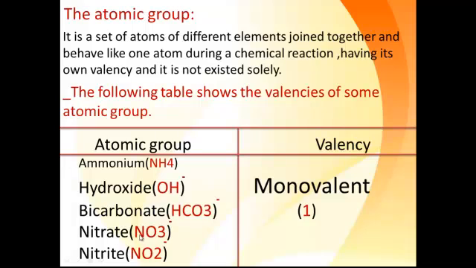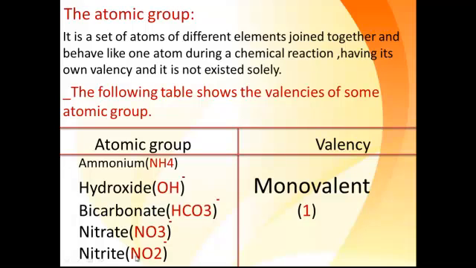Nitrate consists of a nitrogen atom linked with three oxygen atoms to form this group. But this group during a chemical reaction behaves as one atom and has its own valency, which is monovalent. Nitrite consists of two different elements, which are a nitrogen atom linked to two oxygen atoms. This group during a chemical reaction behaves as one atom and has its own valency, which is monovalent.